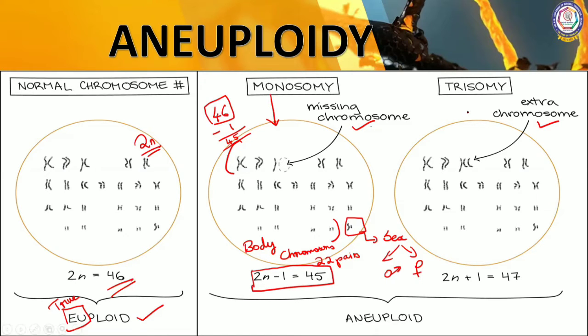Whereas here in trisomy, an extra chromosome will be added in any one pair of the chromosome and the number is plus 1. So the condition is 2n plus 1, which is 47 instead of 46. And here, instead of 46 it is 45, less than 1. So this condition is called monosomy and the other condition is called trisomy. Monosomy, in detail, we'll see what it is and where the effect will be, what it leads into.